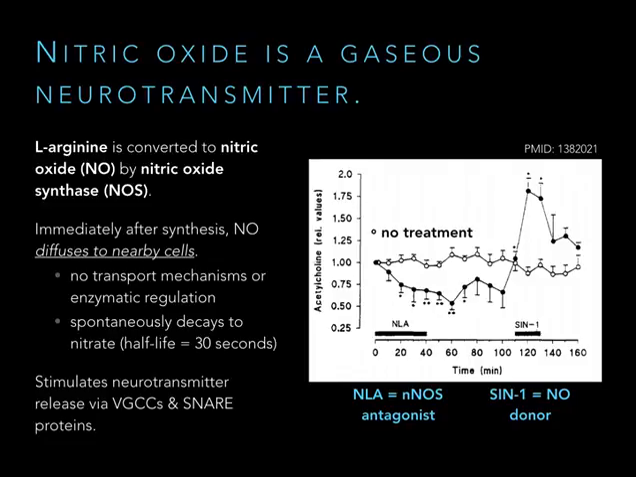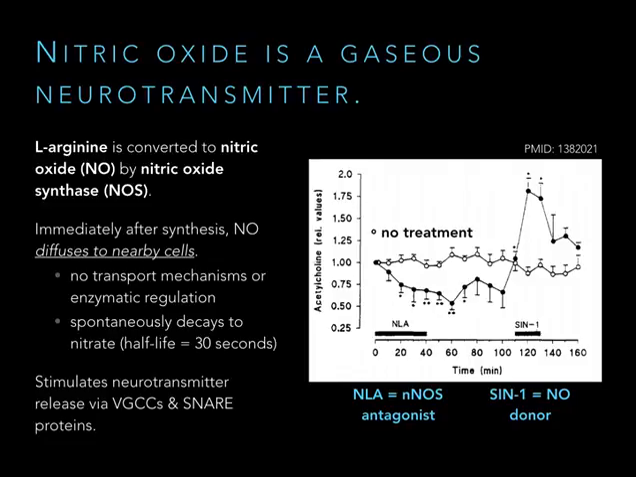The black squares, perhaps, are showing you the conditions where they have added drugs. So when they added NLA, you can see a very noticeable decrease in the amount of acetylcholine released. On the other hand, when they added a compound that released nitric oxide, you'll see a very rapid and noticeable increase in the amount of acetylcholine release.